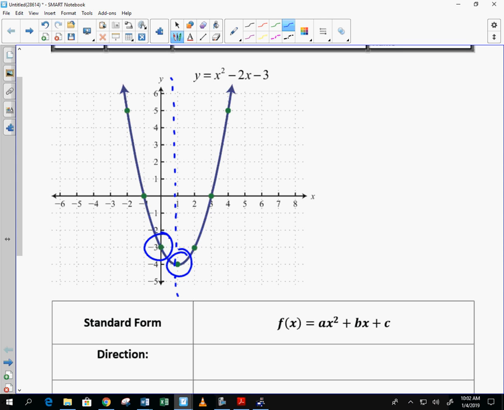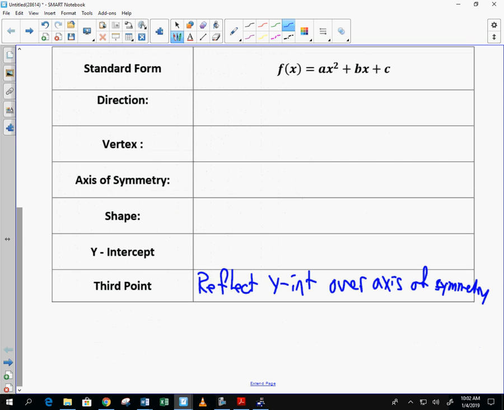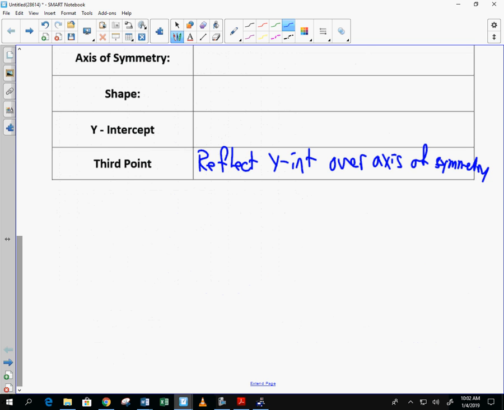And what you can do with the y-intercept is reflect it over the axis of symmetry to get a third point. So that's the last piece we really didn't finish off from yesterday. Just reflect that y-intercept over the axis of symmetry.